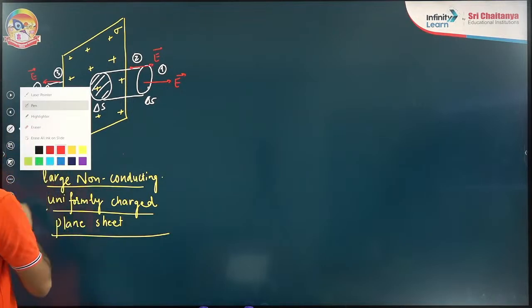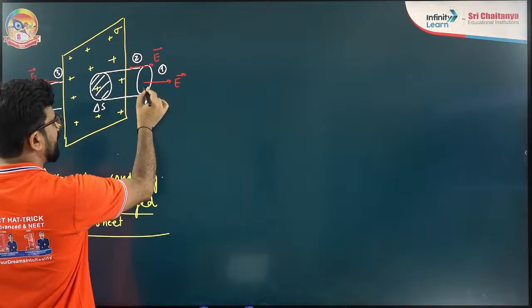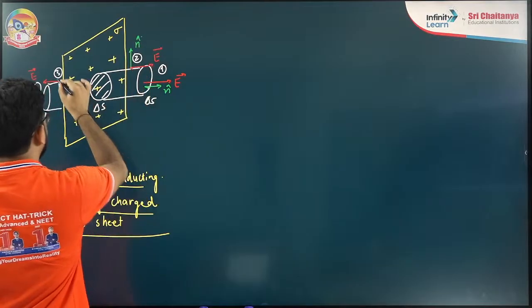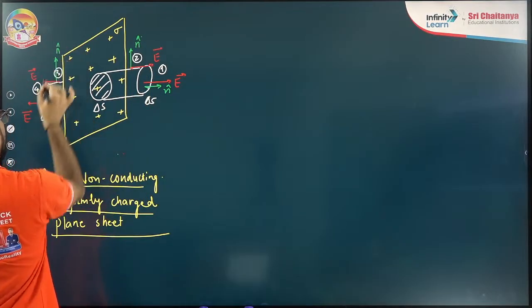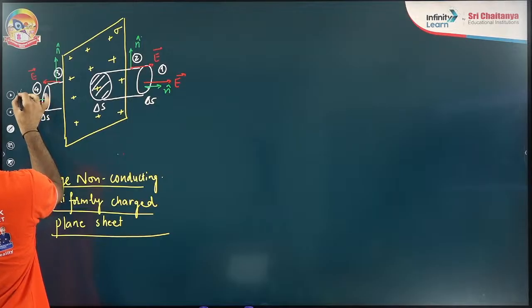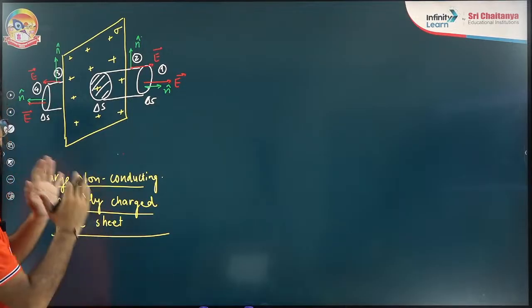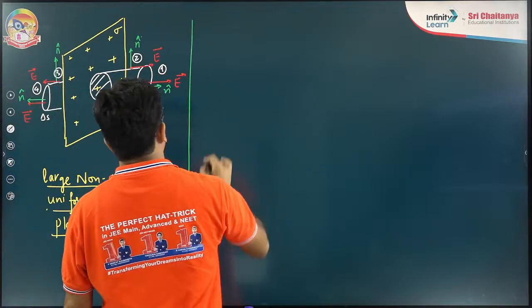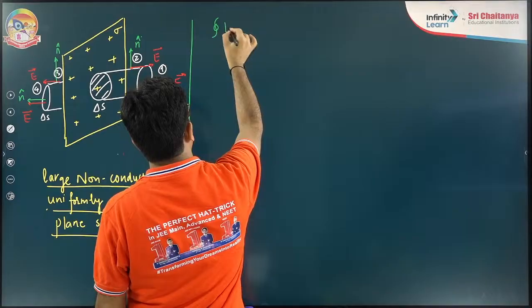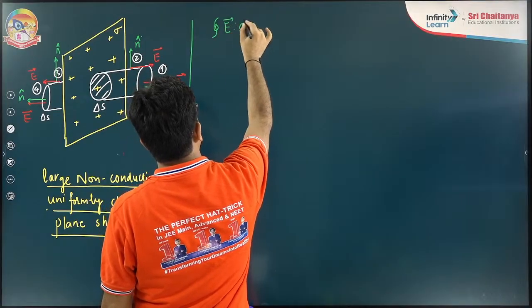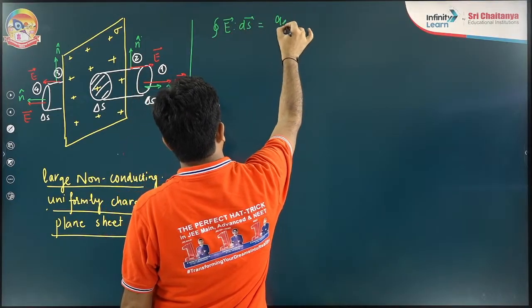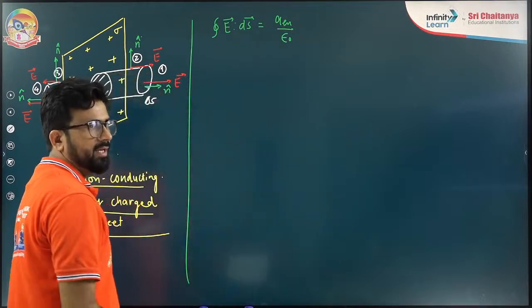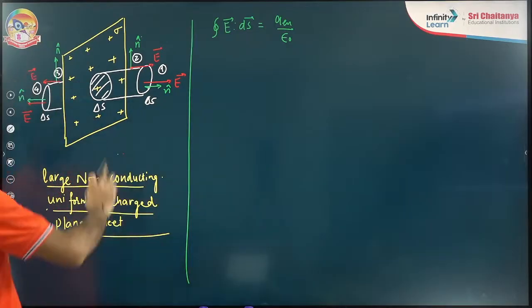Now we have to see the area vectors. What are the area vectors? For 1 this is the area vector. For 2 this is the area vector. For 3 also area vector. For 4 this is the area vector. These are n caps that we have to understand. Okay? Now focus on the board. You will say, very simple, it's the closed integral of E dot dS equal to Q enclosed by epsilon naught. Now we have to solve it.